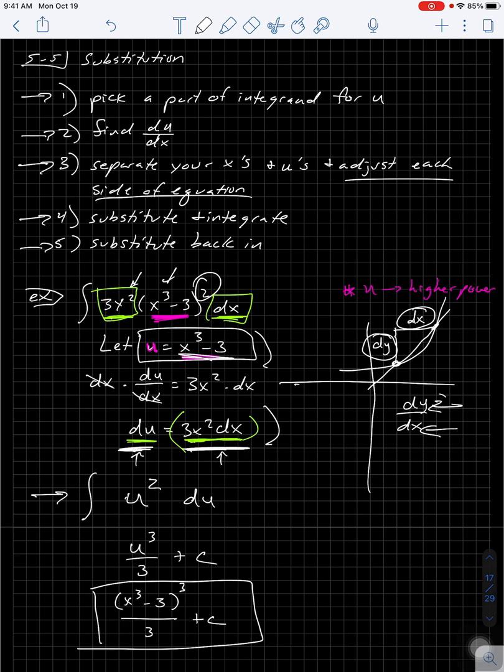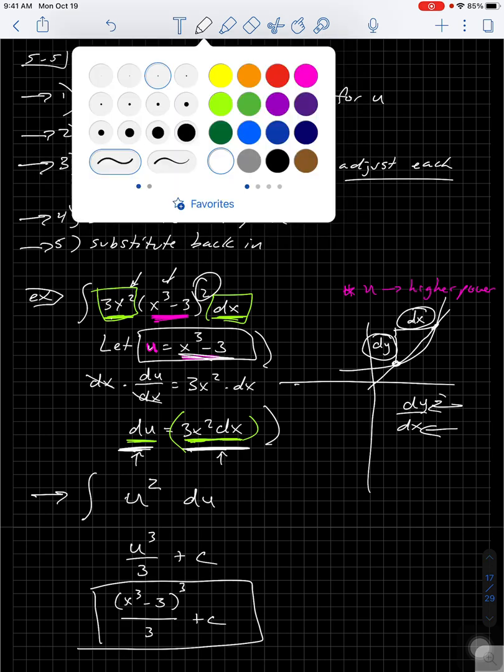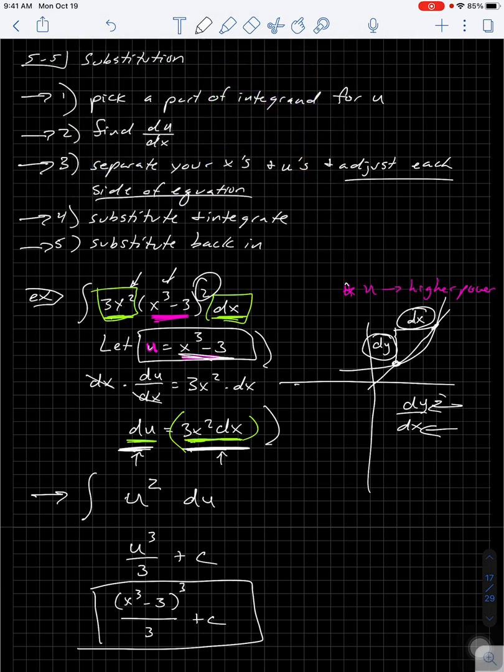So now let's look back. Now that you kind of see what's happening, look back at this rule here. u wants to be the higher power. Why? Because I'm going to take the derivative of it, and I want the du to be the rest of the problem. So if I let my u be the higher power, then the derivative is going to take care of all the lower powers. That's kind of the idea.